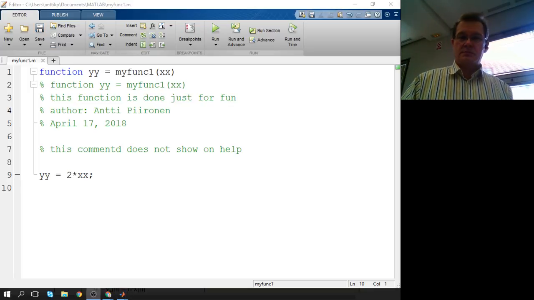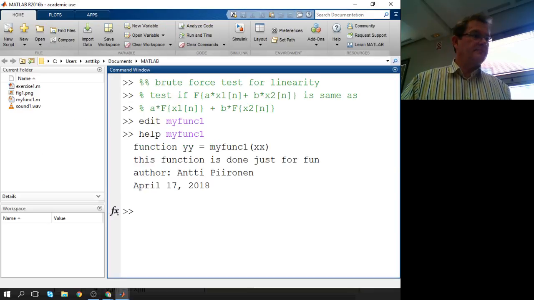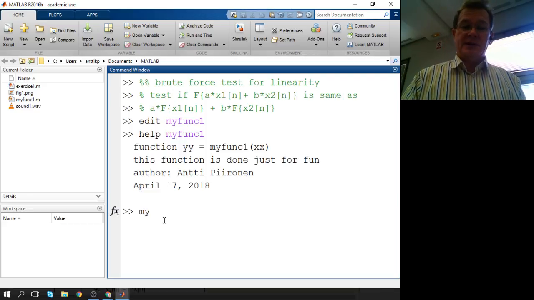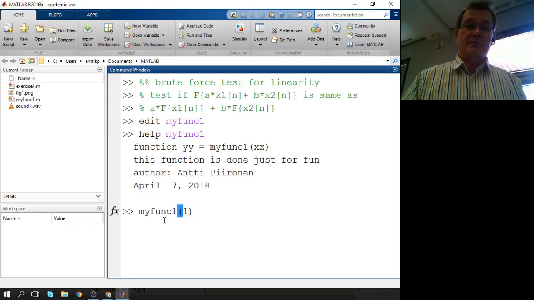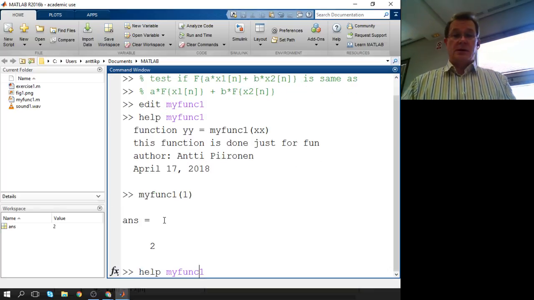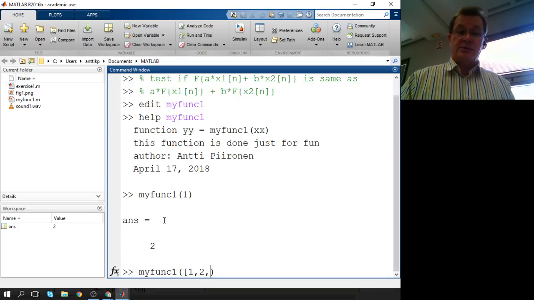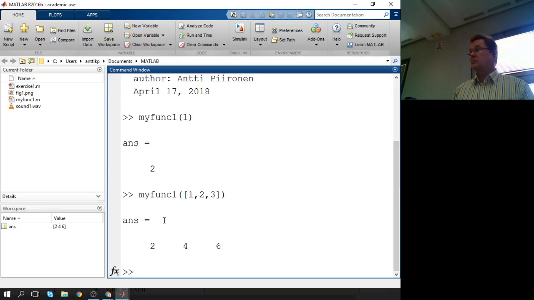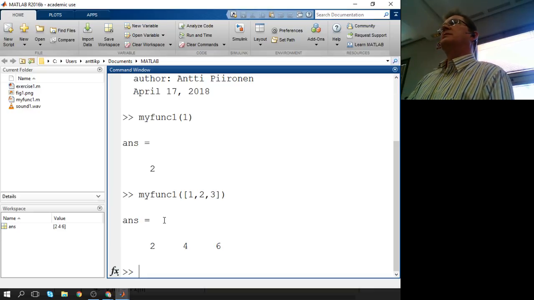And save. And then call it. So if I call this function with just the number 1, it gives me 2. If I actually call it with a vector 1, 2, 3, it multiplies those. So basically, it just does whatever you have on the input. It does whatever you have inside of the function. Good. So now we have something to test the linearity.